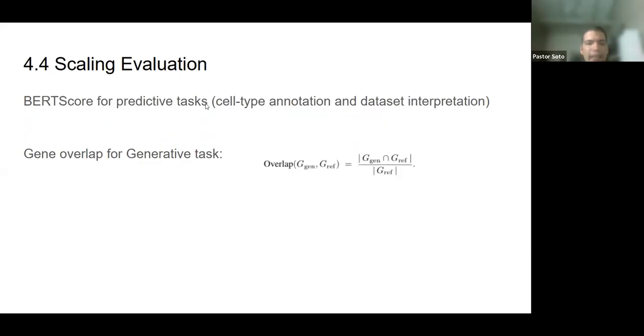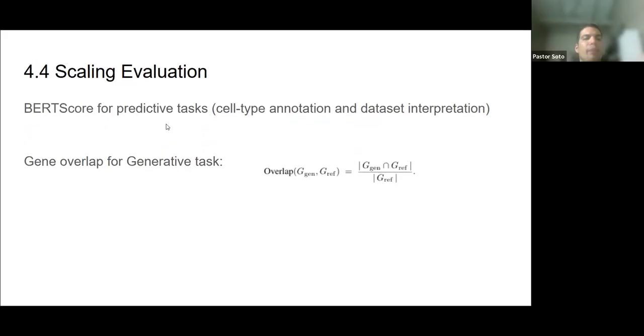Okay, so how they evaluate: they use BERT score for predictive tasks, such as cell type annotation and dataset interpretation, and they use gene overlap for generative tasks. Essentially, they compare the reference with a generated gene list and evaluate the overlaps, and they translate that to the BERT score to have the evaluation.